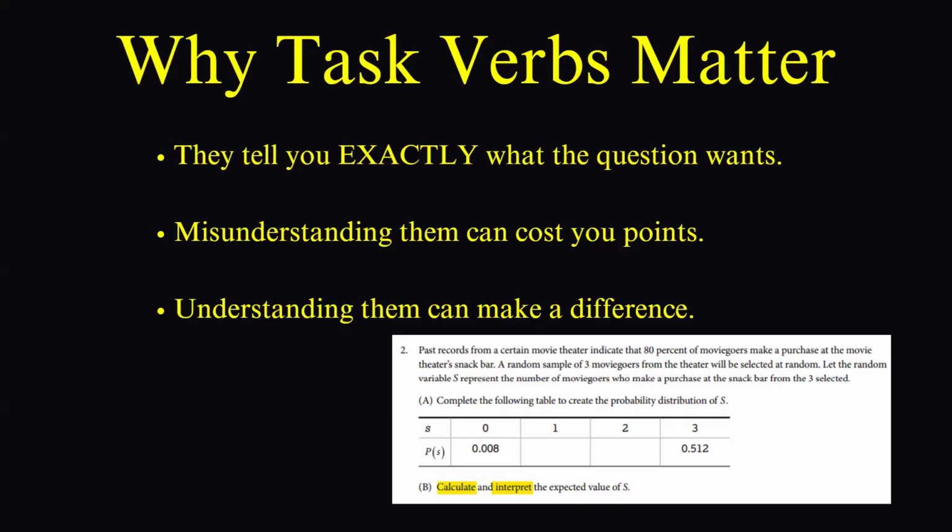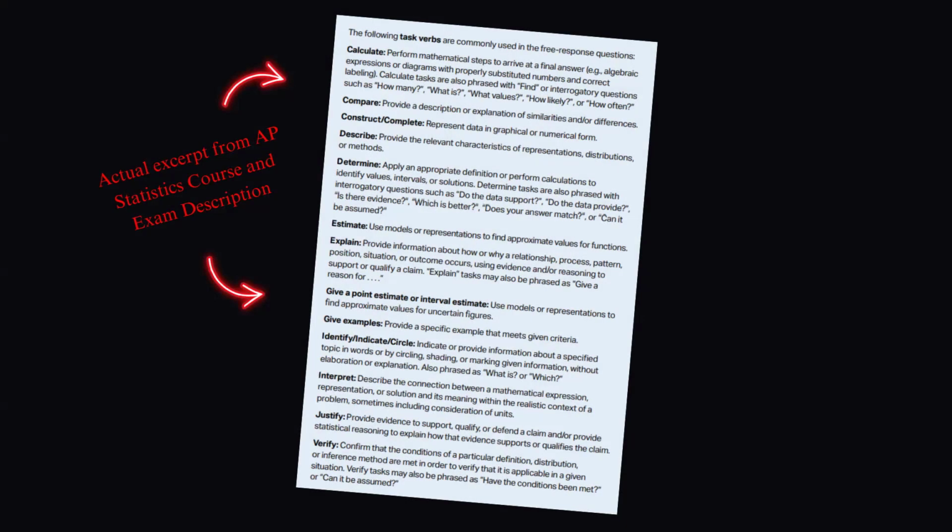Now, I have a question here that has just a couple task verbs highlighted: calculate and interpret. This is just to show you how these show up so often in the free response section. Here's an actual excerpt from the AP Statistics course and exam description. You can see all the task verbs listed here and what you are expected to do with each of them. This is freely available on the AP website. I'm going to break each one down for you and give you some examples.